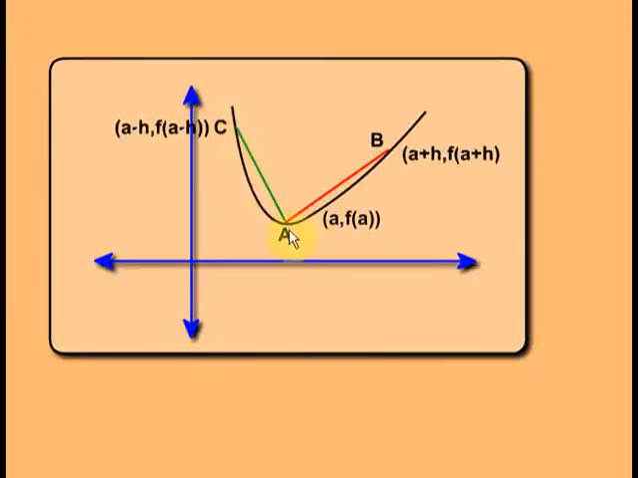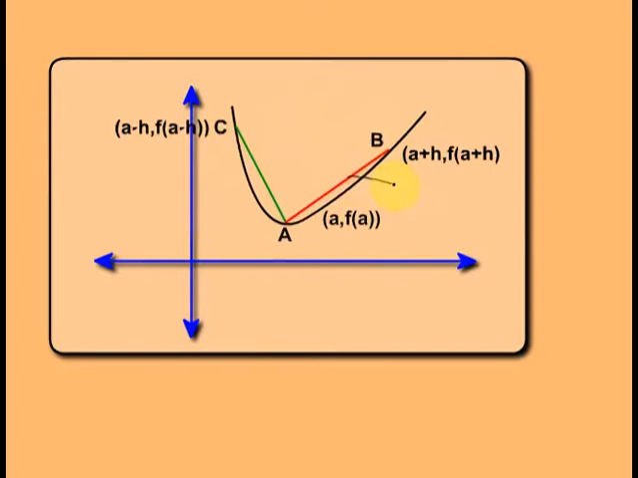Now let us say that this is any curve y equal to f of x. We take any point A as (a, f(a)). Let us say that B is any point to the right side of A. So let us say that the coordinates of B are (a plus h, f(a plus h)). Similarly, we take a point C on the left side of A, the x coordinate of which is a minus h. So the corresponding value of y would be f(a minus h).